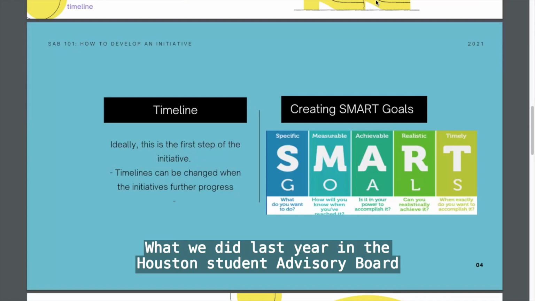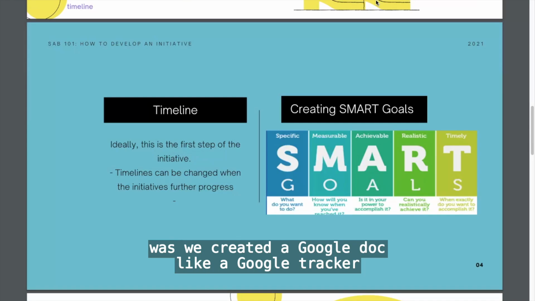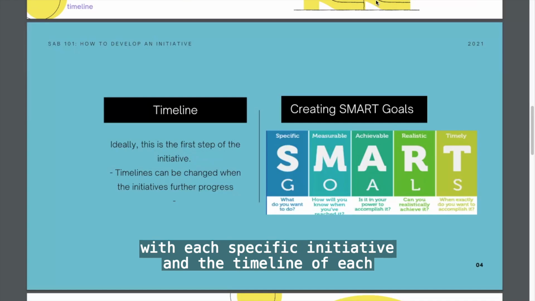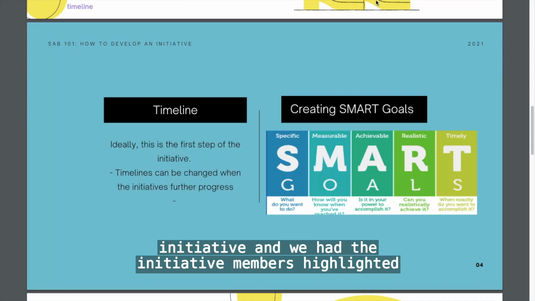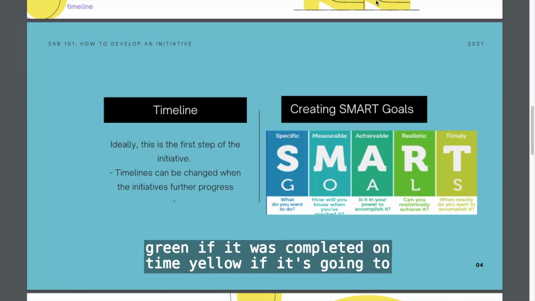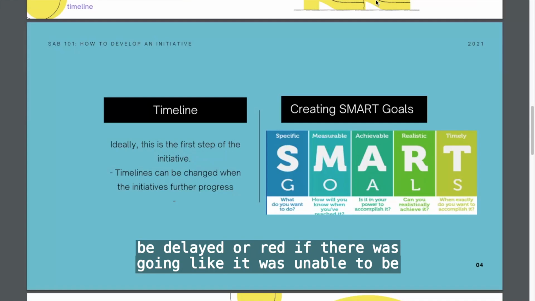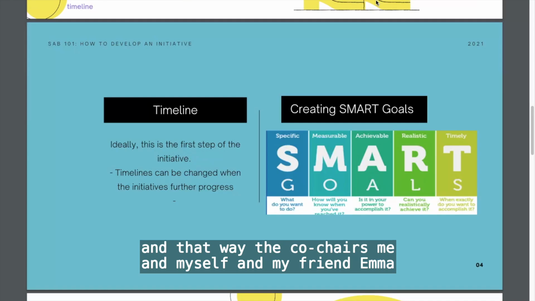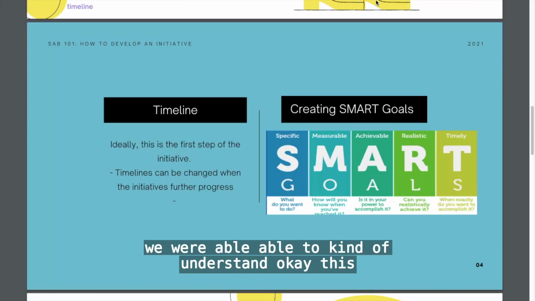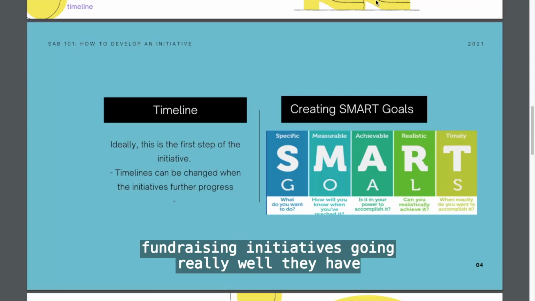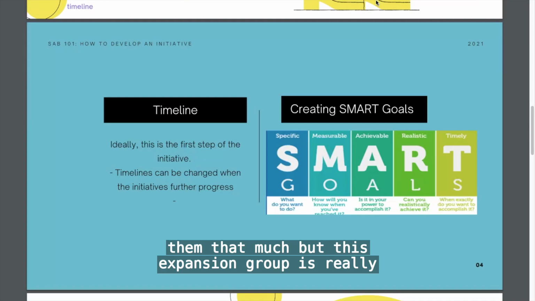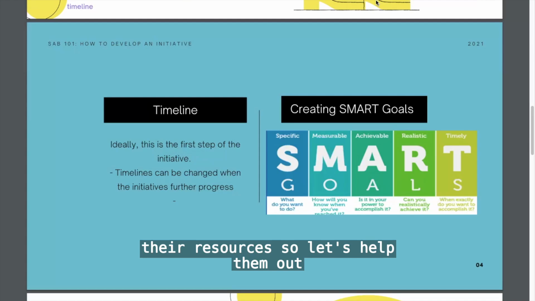What we did last year in the Houston Student Advisory Board was we created a Google Doc, like a Google Tracker, with each specific initiative and the timeline of each initiative. And we had the initiative members highlight it green if it was completed on time, yellow if it's going to be delayed, or red if it was unable to be completed, like it was just not possible. And that way, the co-chairs, me and my friend Emma, we were able to understand, okay, this fundraising initiative is going really well. They have everything all put together. We don't really need to assist them that much. But this expansion group is really needing help with their resources. So let's help them out.